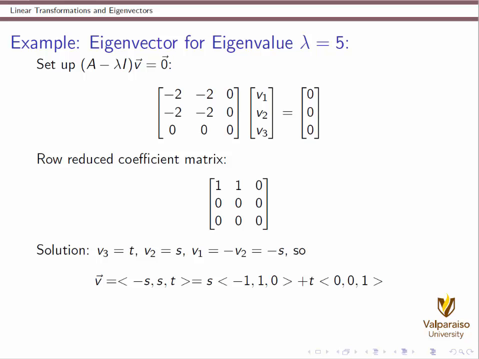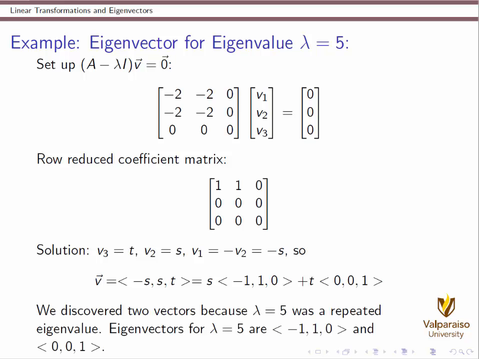Now we can unwrap that into vectors, which are each multiplied by S and T. And what happens here is now we've discovered a pair of potential eigenvectors that correspond to the eigenvalue lambda equals 5. And so lambda equals 5 was repeated. It had multiplicity 2, and we came up with 2 eigenvectors to go with it. That's pretty cool.